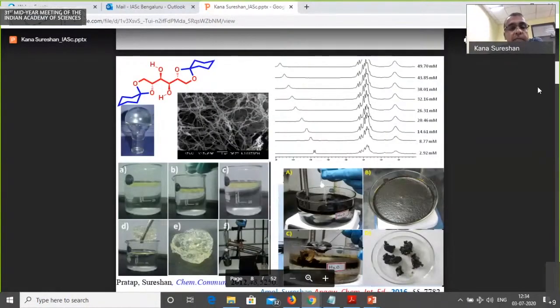So we have made this particular gelator, and we have shown in a laboratory setup, this is a mixture of petrol and water, and we could selectively take out all the petrol from this water mixture.